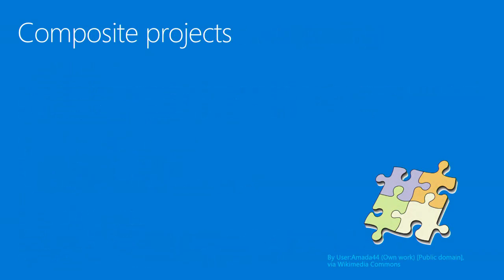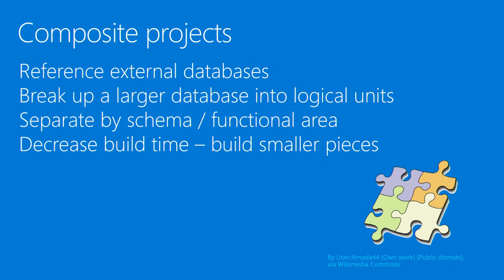So one way to deal with this is to use something called composite projects. Now these are similar to normal .NET projects in that they can reference other projects. And this can be an incredibly useful technique. So composite projects let us reference external databases, break up a larger schema into logical units. We can separate by schema or functional area. And by separating things out into separate projects, we can decrease our build times. Because if we make a change to one project, we're only going to build that project. We're not going to build the other ones.